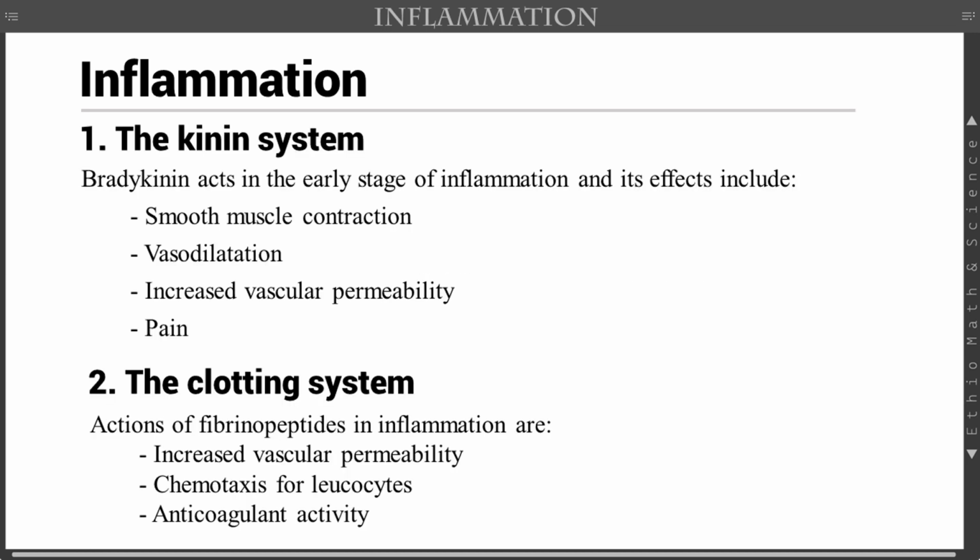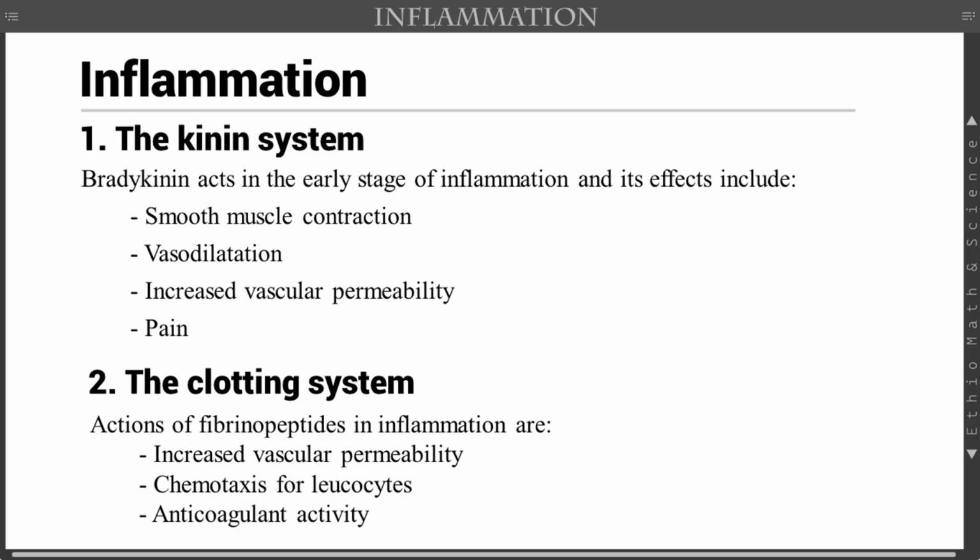The star of the Kinin system is bradykinin. Remember four effects. It contracts some smooth muscle, dilates blood vessels, increases vascular permeability, and causes pain. If you've ever felt the throbbing, tender edge of an acutely inflamed area, that's bradykinin doing its job early in the response.